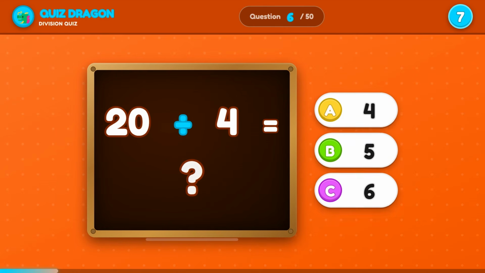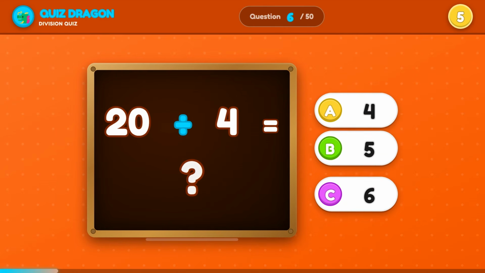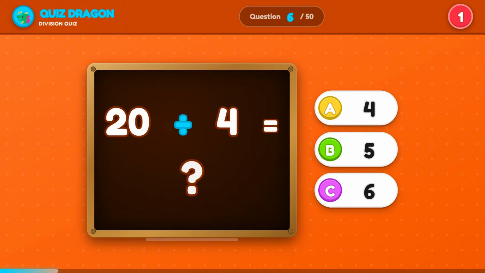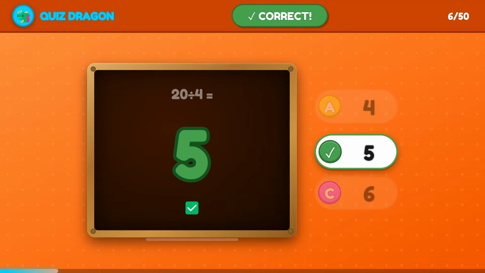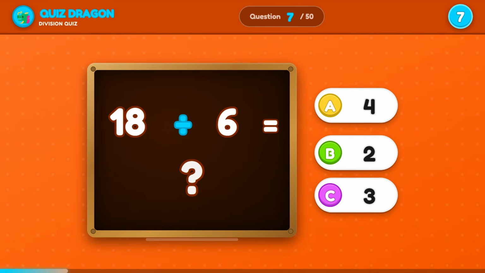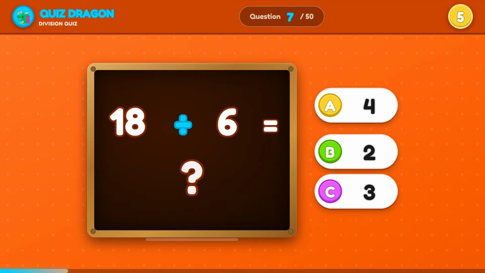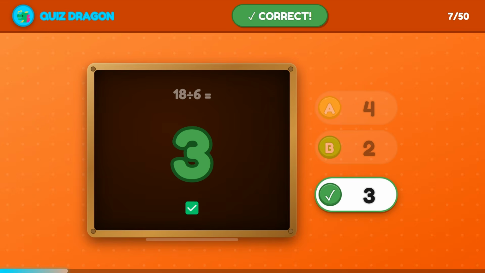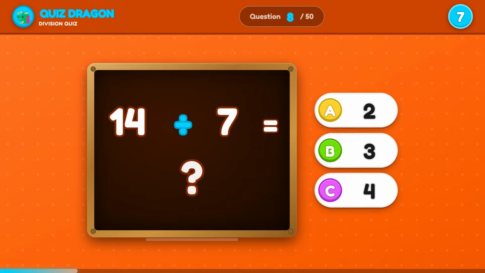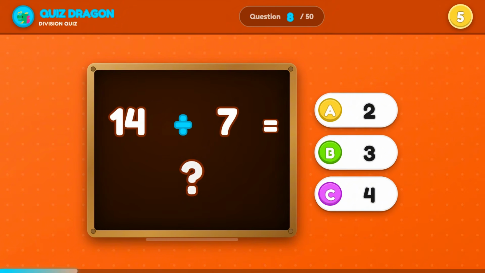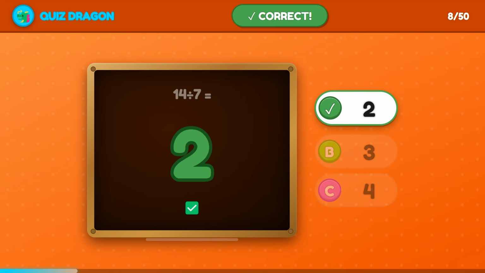Question 6. What is 20 divided by 4? The correct answer is B, 5. Question 7. What is 18 divided by 6? The correct answer is C, 3. Question 8. What is 14 divided by 7? The correct answer is A, 2.